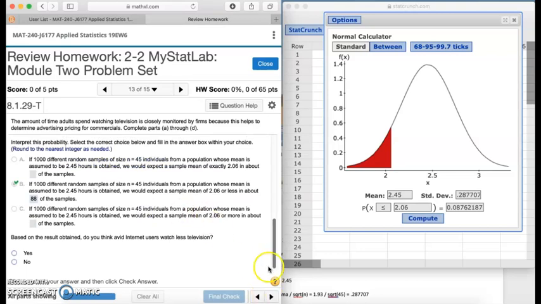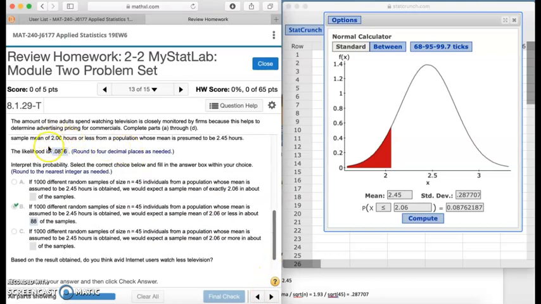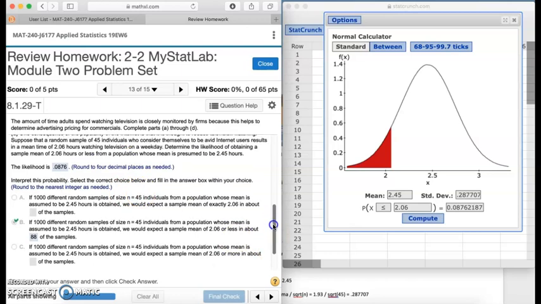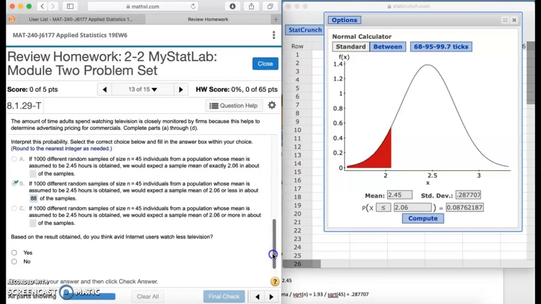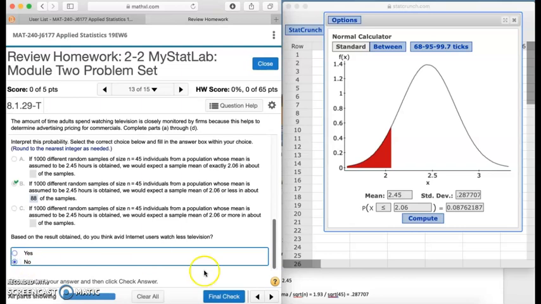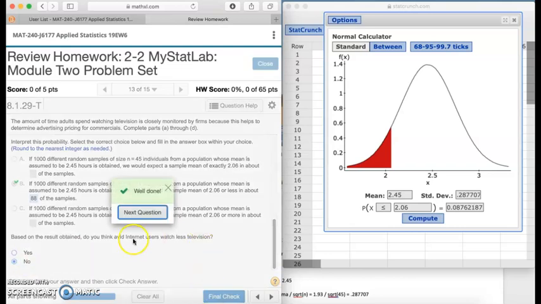All right, based on the result obtained, do you think avid internet users watch less television? So let's go back up to what this probability meant. This is the probability that the sample mean is 2.06 or less. That's other words of saying the probability that the internet users watch less television. That's a very small probability. That's less than 9 in 100. So we're going to say no, we don't think that that's the case. So no. Final check. Well done.